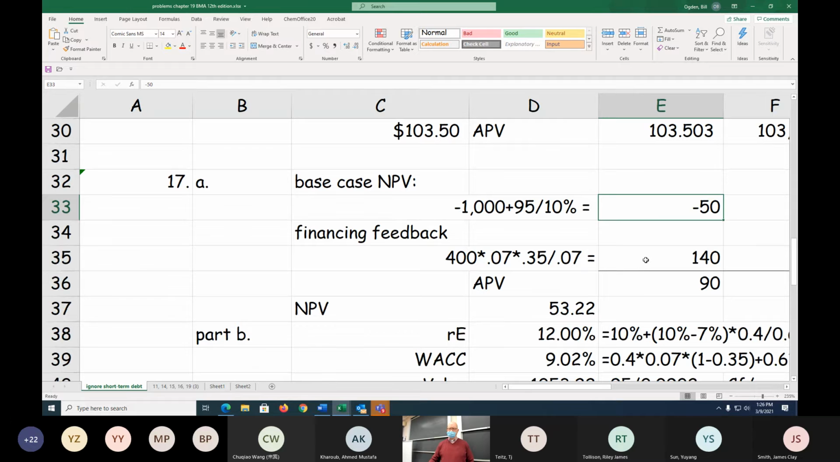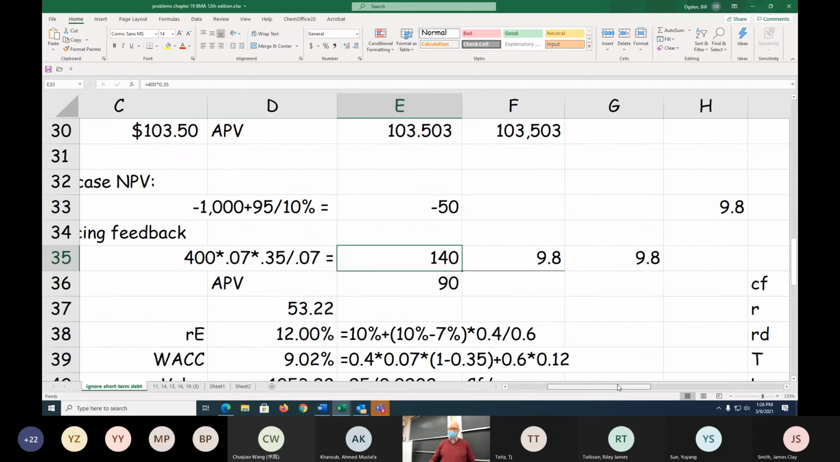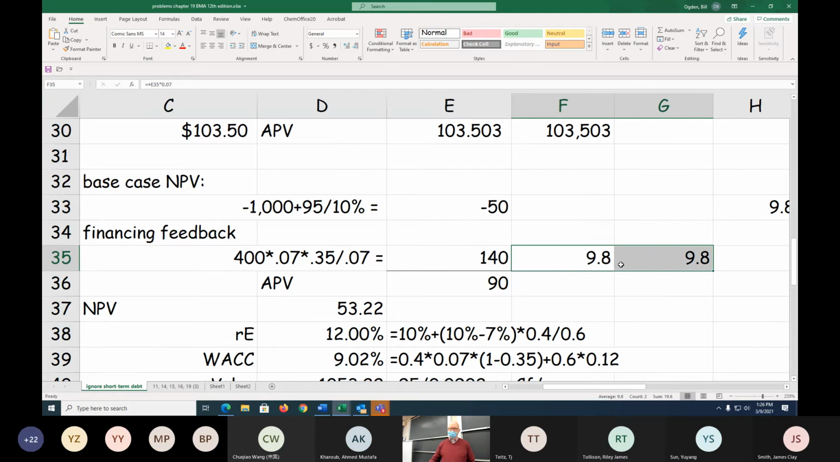Okay, then we add the tax shields. And remember, we just came up with a new way to do this, didn't we? We said you could just take the debt times the cost of debt.